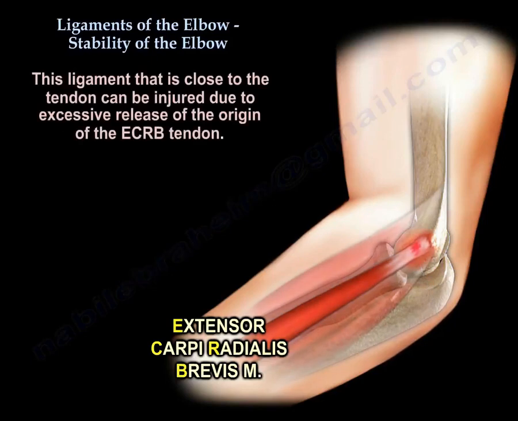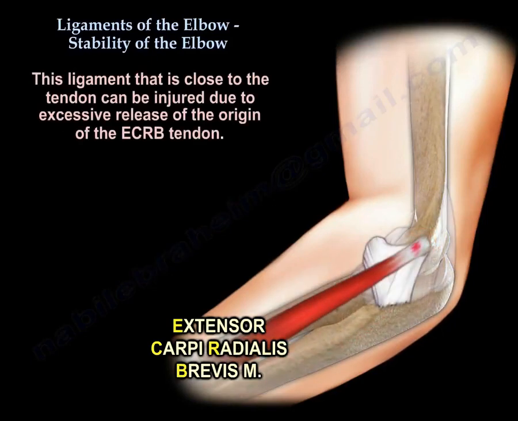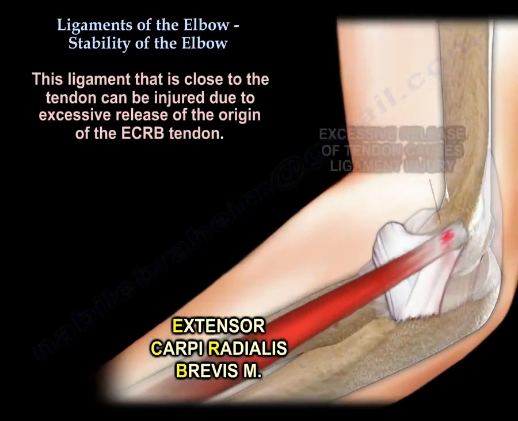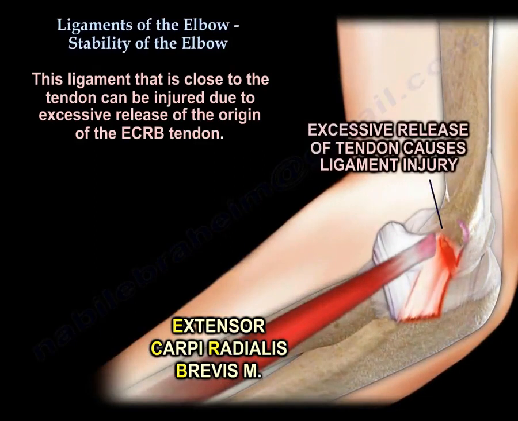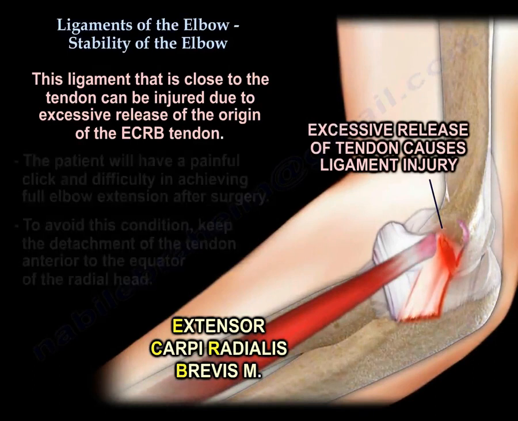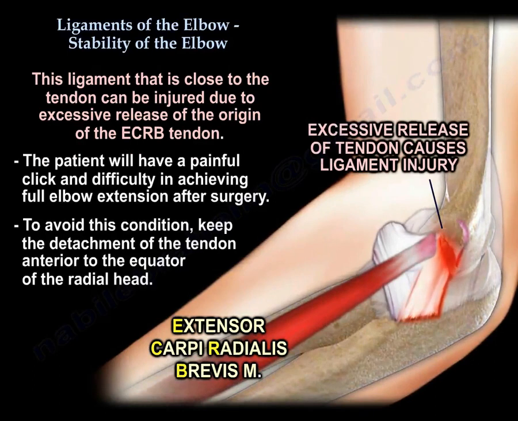This ligament that is close to the tendon can be injured due to excessive release of the origin of the extensor carpi radialis brevis tendon. The patient may have a painful click and difficulty in achieving full elbow extension after surgery. To avoid this condition, keep detachment of the tendon anterior to the equator of the radial head.